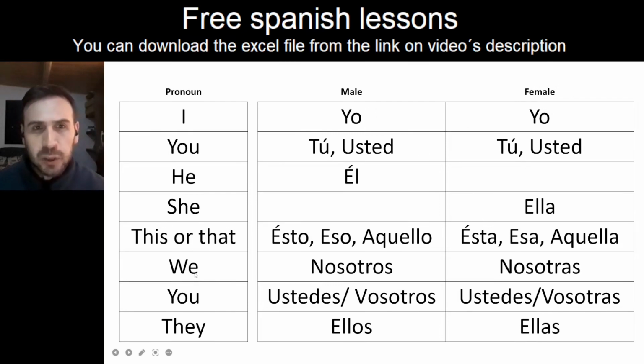Now we have first person plural we, that in Spanish for male ones is nosotros and for female ones is nosotras. You can notice O for male, A for female, and S for plural. Now you have you, second person plural, ustedes, vosotros, ustedes, vosotras. O for male, S for plural, A for female, S for plural. And then you have third person plural, they, ellos, male, ellas, female.